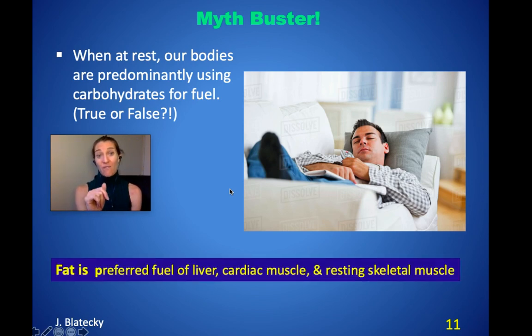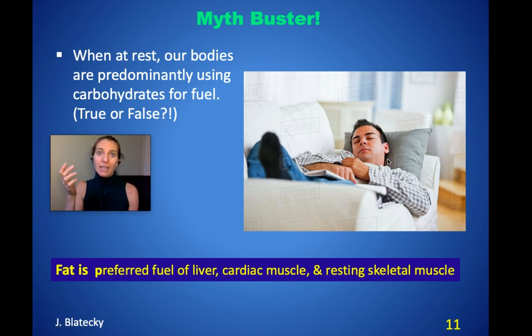And that's false. So fat is the preferred fuel of our liver, of our cardiac muscle, and our resting skeletal muscle. So this gentleman here is actually in the fat burning zone. He's burning more fat than he is carbohydrates for fuel.